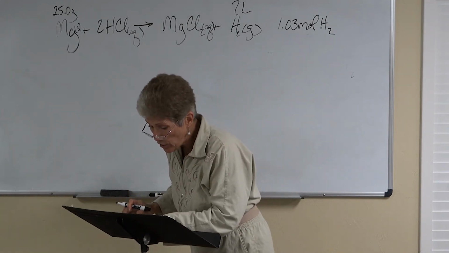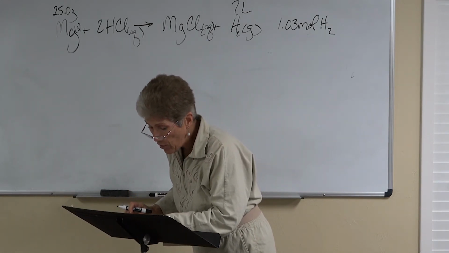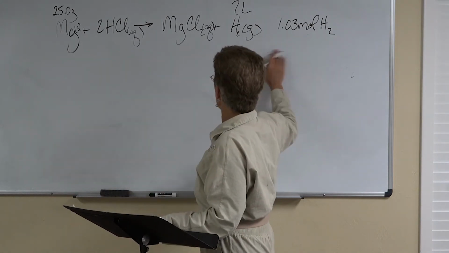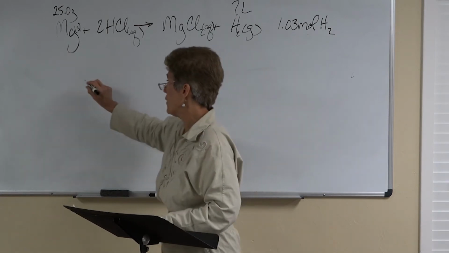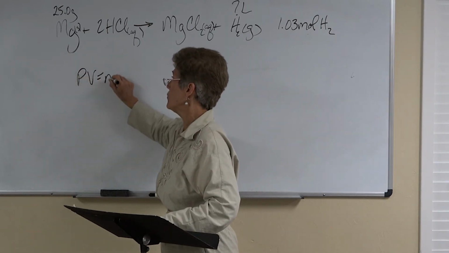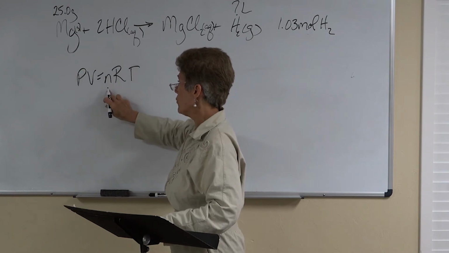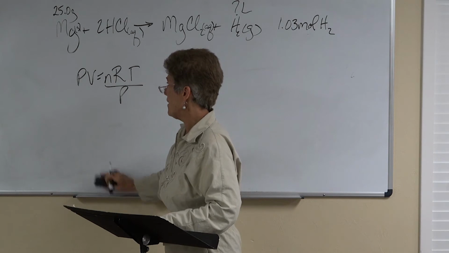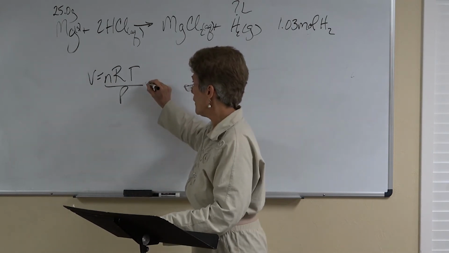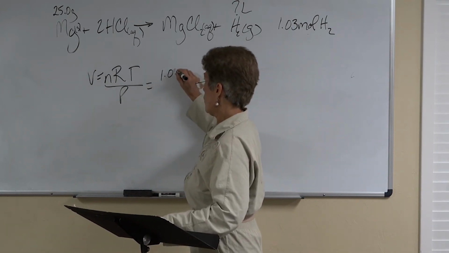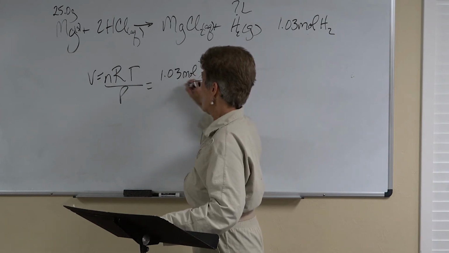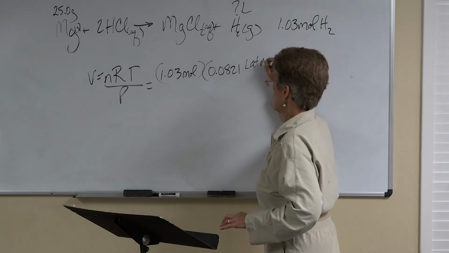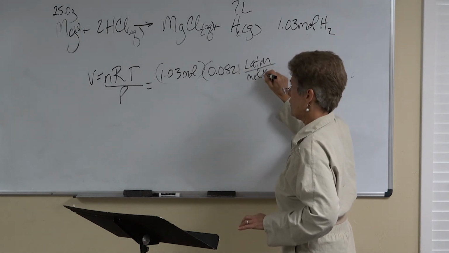And so then we are told, we want to know how many liters of hydrogen are made. Well, we have the number of moles, but we don't have the number of liters. To figure that out, we're going to use PV equals nRT. And we're trying to find out the number of liters. So we're going to divide by P, both sides. That would give us our volume. We have the number of moles is 1.03 moles. We have 0.0821 liters atmospheres per mole Kelvin.